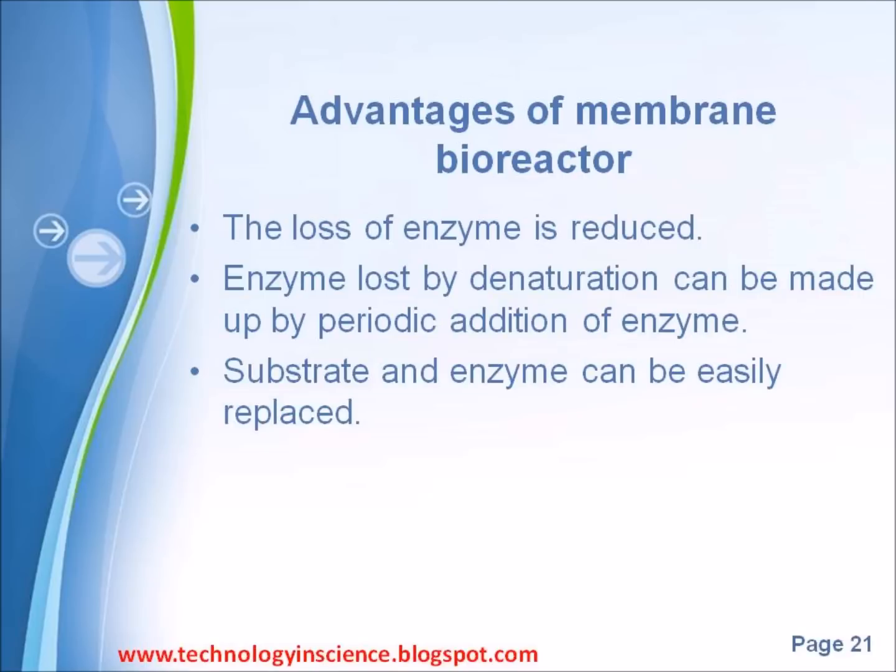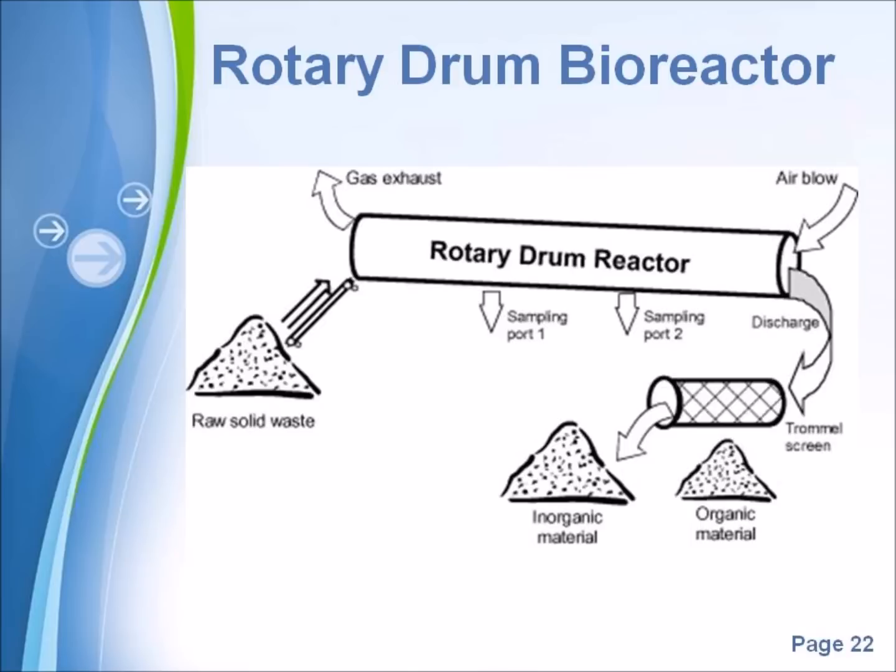Advantages of membrane bioreactor. The loss of enzyme is reduced. Enzyme lost by denaturation can be made up by periodic addition of enzyme. Substrate and enzyme can be easily replaced. Rotary drum bioreactor. In this, the drum is filled with 40% of its volume and rotated by means of rollers. It is particularly suitable for the cultivation of plant cell cultures.